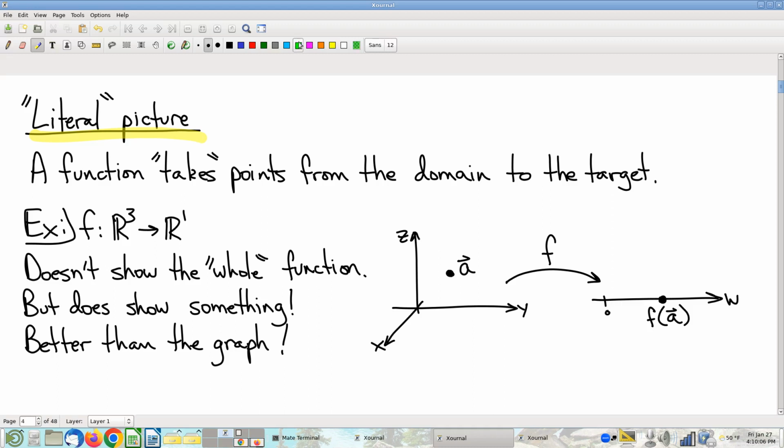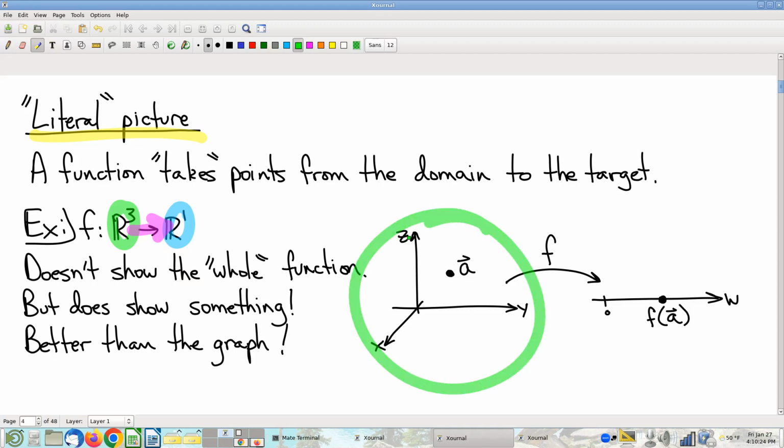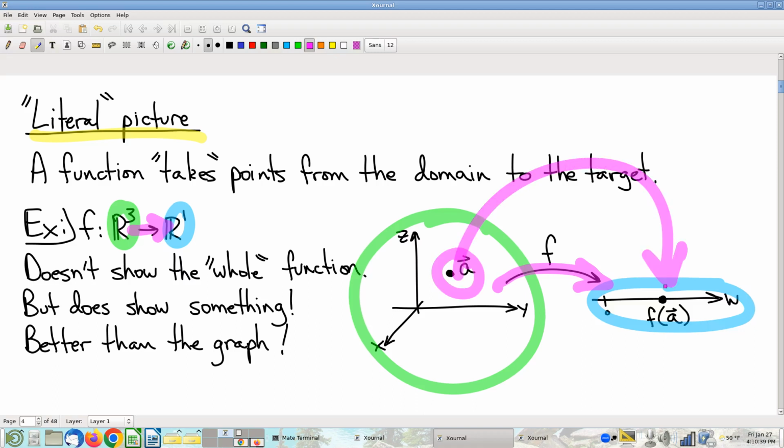And the reason is because if you have a function from, let's say, R3 to R1, keep in mind what a function does. A function takes points out of the domain and puts them into the target. Well, check out my picture here. There's a picture of the domain, literally. And here is a picture of the target, literally. And now notice that my arrow here is suggesting the process of taking points in the domain and literally dropping them down into the target.